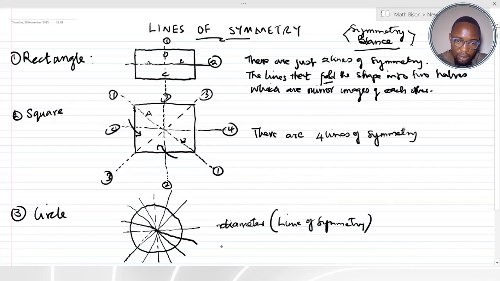So if you keep counting, you might be there till next year and you just get tired and leave anyway. So the lines of symmetry in a circle is infinite. It cannot be counted. There are just endless possibilities.